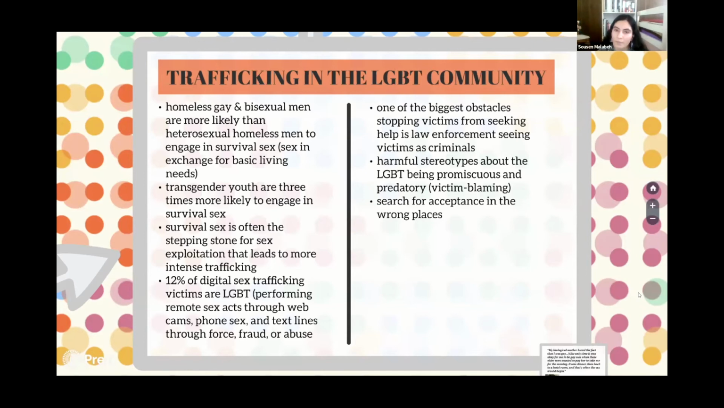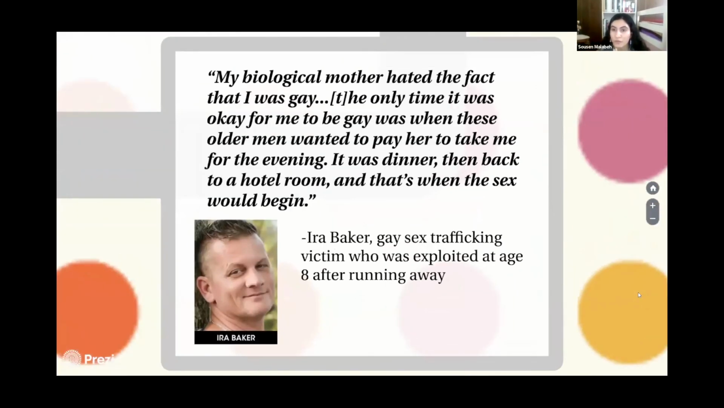One of the biggest obstacles stopping victims from seeking help is law enforcement viewing victims of human trafficking as criminals. A lot of the time, law enforcement will see victims as panhandlers and loiterers, and because there are a lot of harmful stereotypes about the LGBT community being promiscuous or predatory, there is a lot of victim shaming that goes on. A lot of people will say that they were looking for acceptance in the wrong places. For example, this is a quote from an interview with Ira Baker.